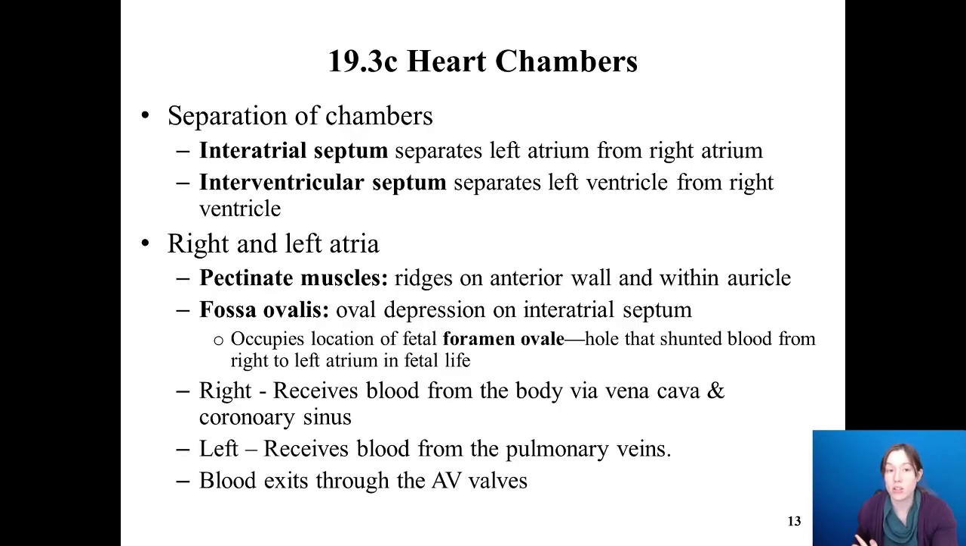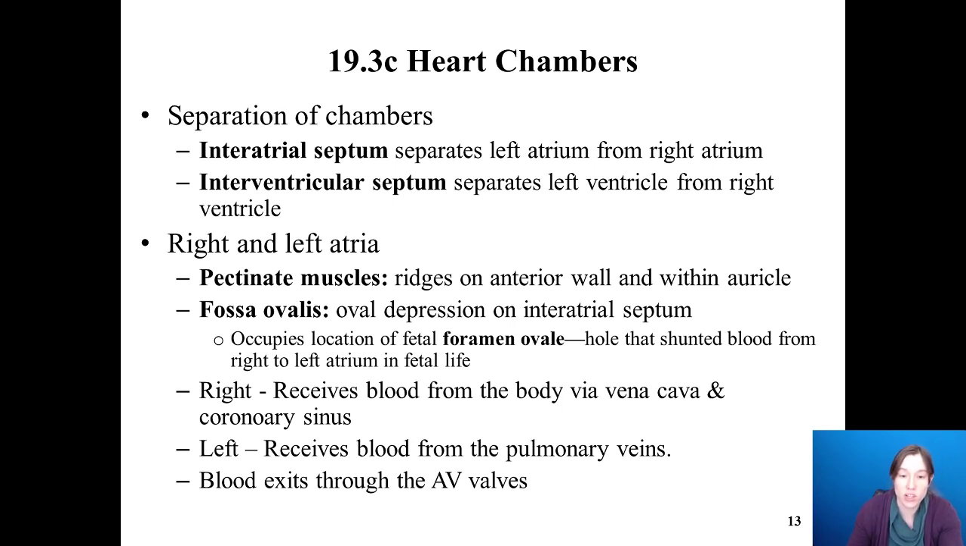So remember we talked about our heart having 4 chambers. We have some separation of the chambers internally. They're all separate chambers. There's no mixing of oxygenated and deoxygenated blood. The interatrial septum separates the left atrium from the right atrium, and the interventricular septum separates the left ventricle from the right ventricle. Make sure you can find those and identify them. We'll talk about the atria first. We have a right atrium and a left atrium.